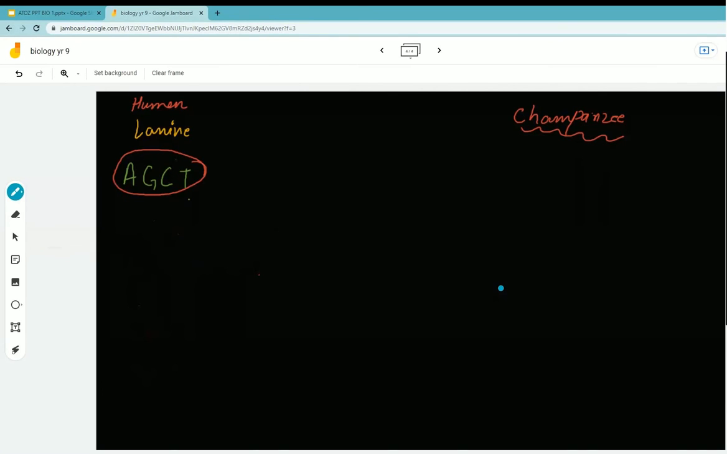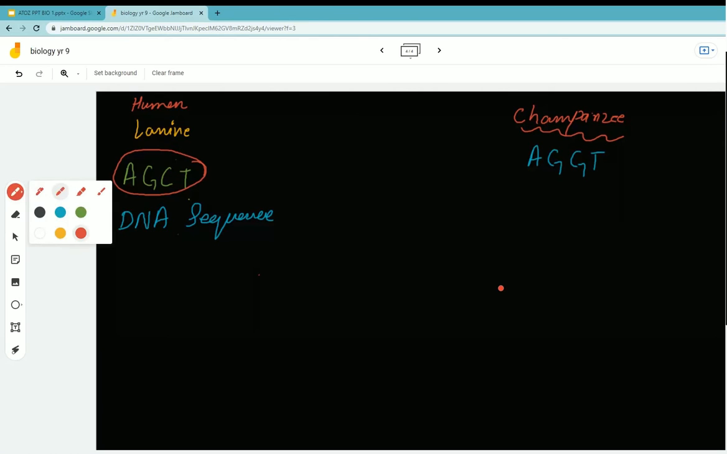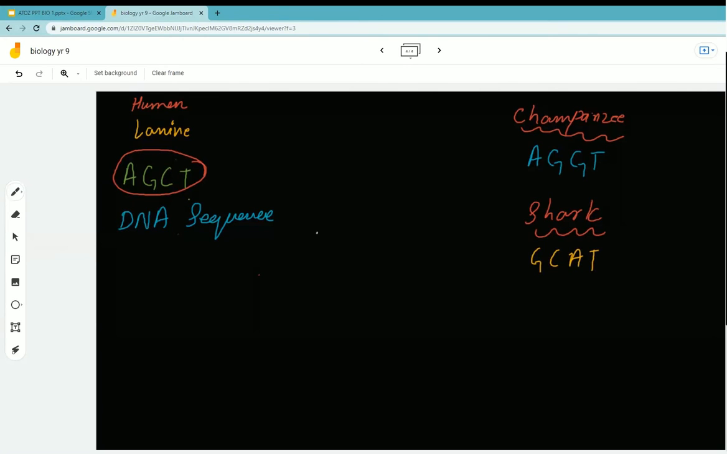Now, so here Lamin, AGCT. This is the DNA sequence of Lamin. Can I say that? Yes. Okay, let's suppose I took a chimpanzee from a forest, and I saw the DNA sequence, and I saw that the chimpanzee has a DNA A, G, G, T. And then I went to an ocean, and I caught a shark there, and I saw the DNA of the shark, GCAT. Please pay attention to this topic, highly important. If you're a biologist, can you tell me which is the nearest species?